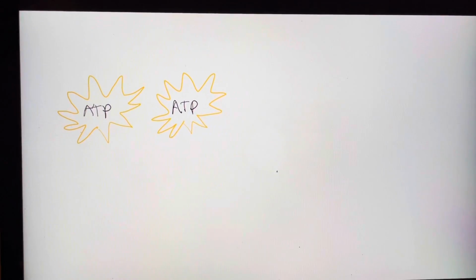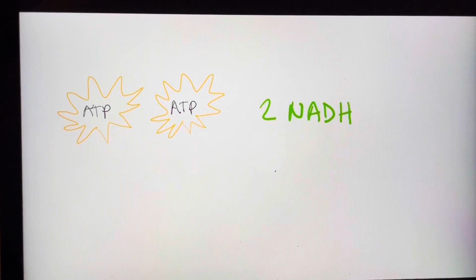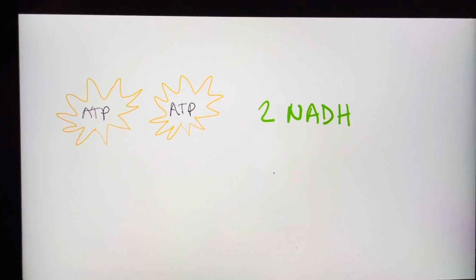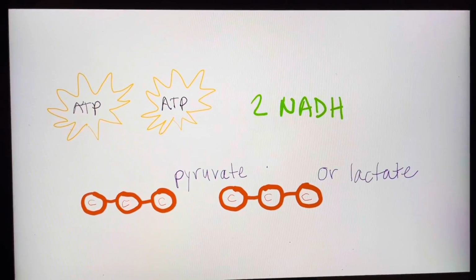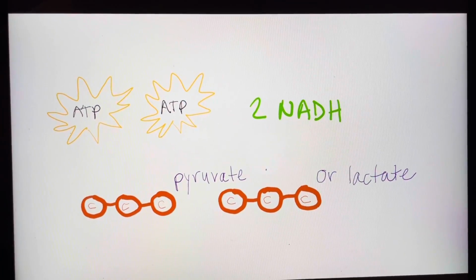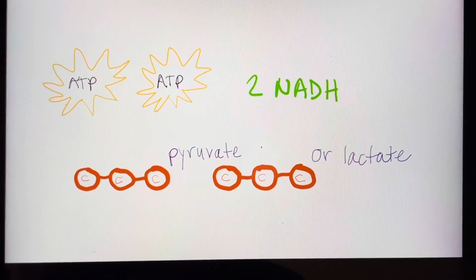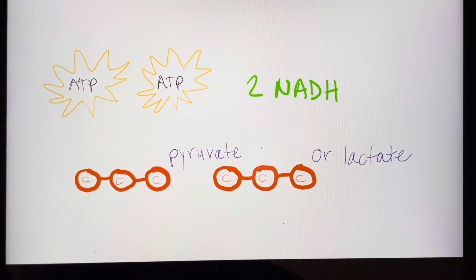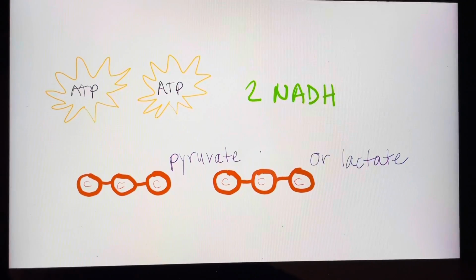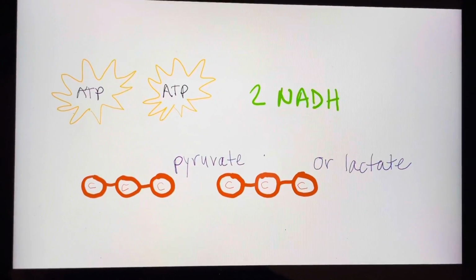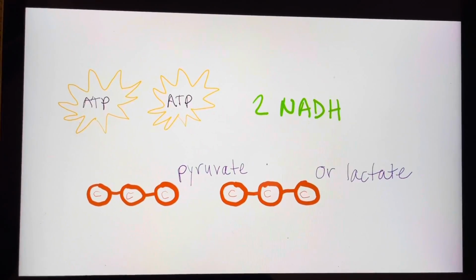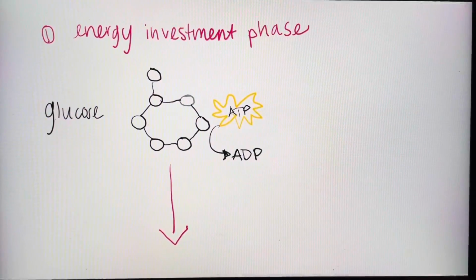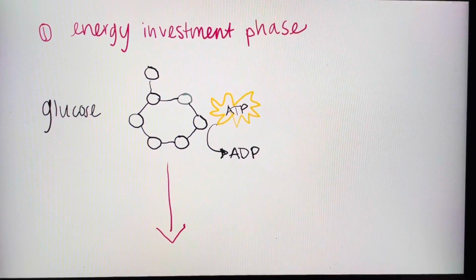There is a net yield of 2 ATP and 2 molecules of NADH and pyruvate or lactate per glucose molecule. If glycogen is the substrate instead of glucose, there is a net yield of 3 ATP because it only requires 1 ATP during the preparatory phase. There's 2 main phases in glycolysis.